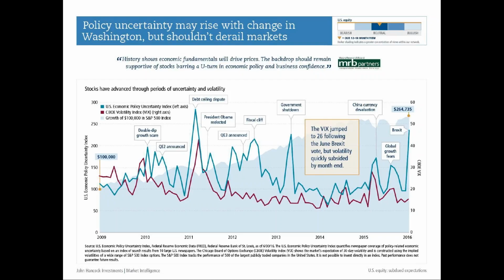QE3 announced, the fiscal cliff, government shutdown. The government actually shut down during this bull market. To me, that's kind of amazing. The China currency devaluation, we already had a huge scare about China. Global growth fears, and just as of late, Brexit. Brexit was likely the best learning lesson that we got about geopolitical risk, and it just happened recently.